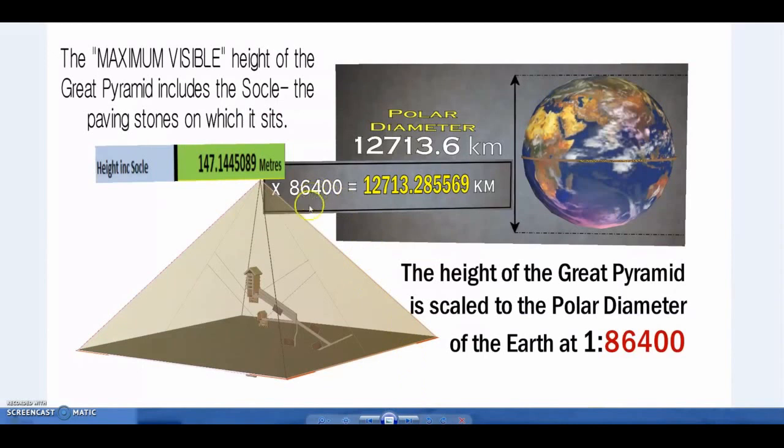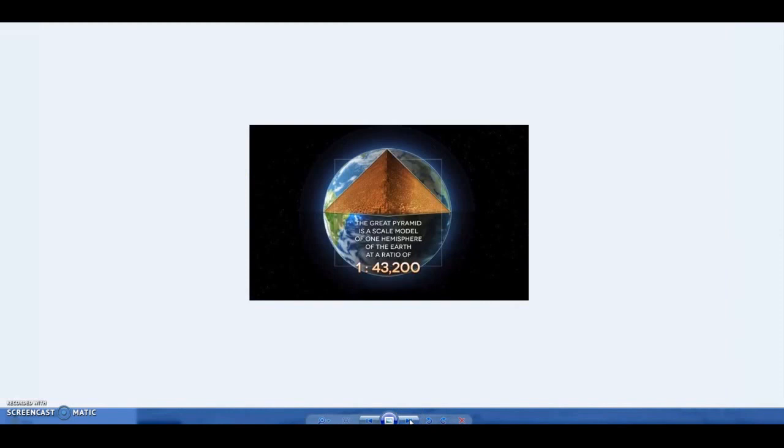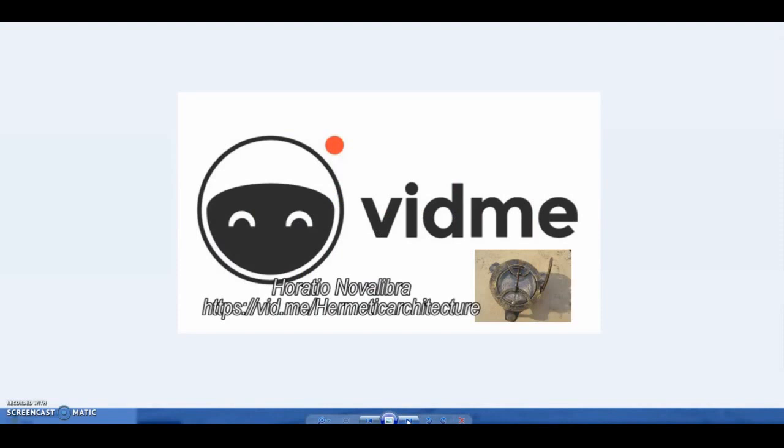If you multiply the height of the Great Pyramid, including the socle, by 86,400, we get the polar diameter of the Earth. So we've resolved the issue of the sockets, and we've resolved the issue of the half Earth. And this is based on three-dimensional thinking. So 43,200, you've got to go. It's 86,400, and because of these reasons I've shown and other ones, we'll go.